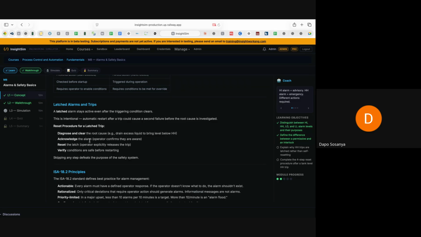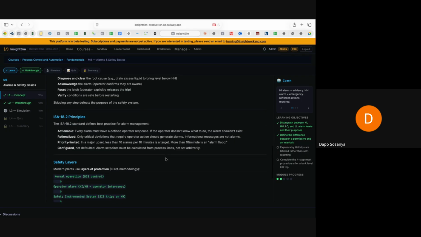So the reset procedure for a latched trip: you diagnose and clear the root cause, right? You acknowledge the alarm, so the operator confirms they are aware. You reset the latch, where the operator explicitly releases the trip, and then you verify conditions are safe before restarting. Skipping any step defeats the purpose of the safety system. But most of the time, you are not able to even skip it because we have hard-coded this into the PLC logic.